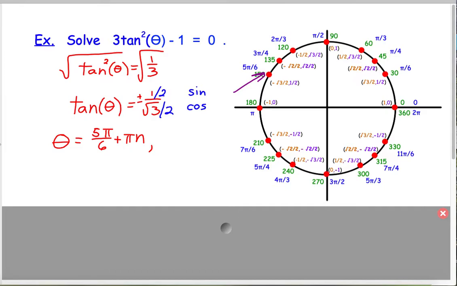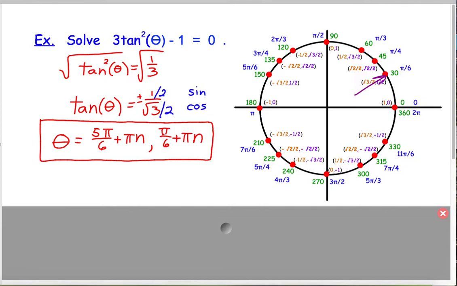And then the second one happens down here at 7 pi over 6. And notice that's also straight across from pi over 6. So I'm going to go with the pi over 6 plus pi n, which will take me to these 2 points over and over again, as many times as I go around the circle, either clockwise or counterclockwise. So pi over 6 plus pi n. Maybe I should have switched the order, doesn't really matter.